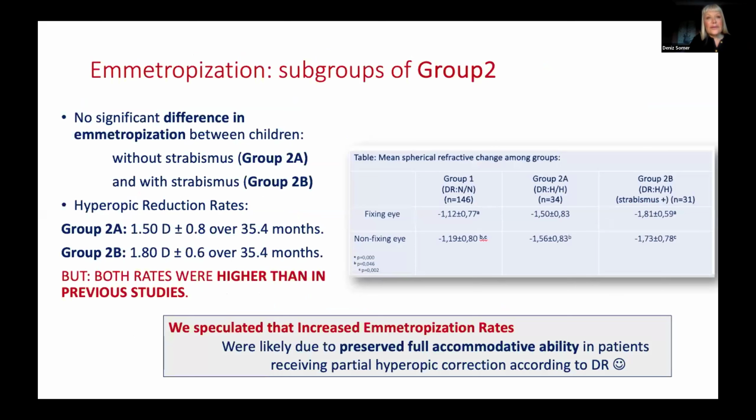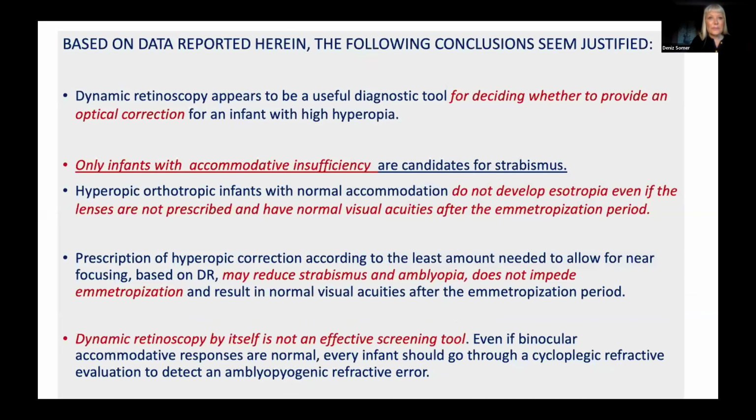There was no significant difference in emmetropization between children without strabismus and with strabismus, but both rates were higher than in previous studies. We speculated that increased emmetropization rates were likely due to preserved full accommodative ability in patients receiving partial hyperopic corrections according to dynamic retinoscopy.